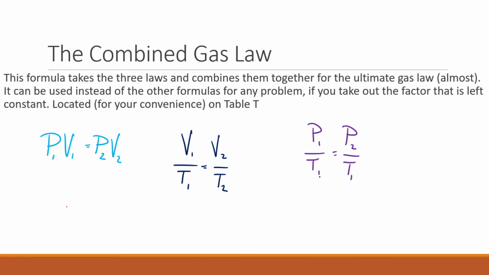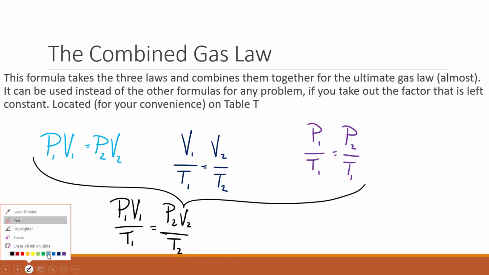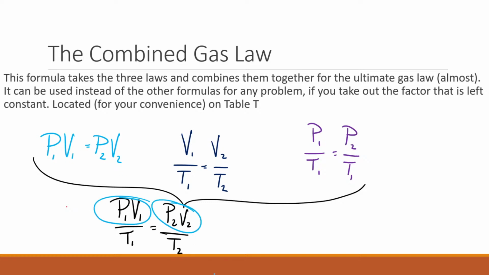If you take each of these things and sort of superimpose them onto each other, you're going to get P1V1 over T1 equals P2V2 over T2. And this actually keeps all of our formulas intact, right? If I switch my font back over here, we have pressure times volume equals pressure times volume. That stays intact, right? That's still part of this.